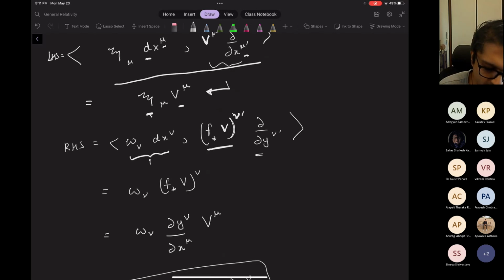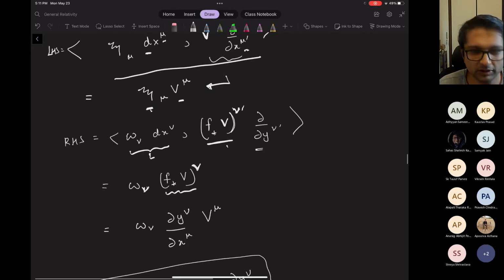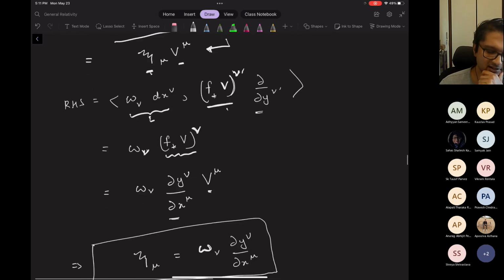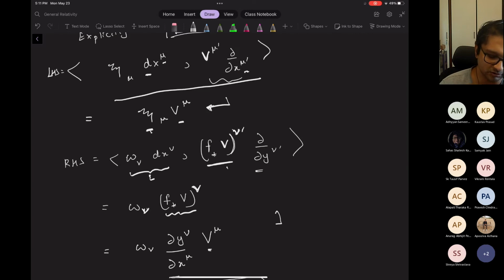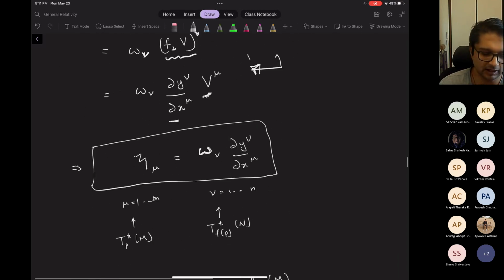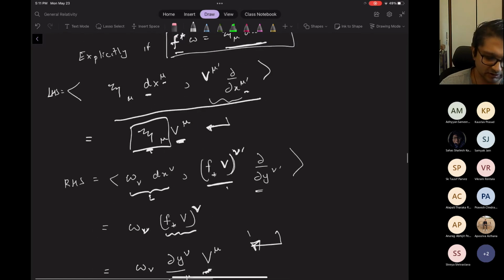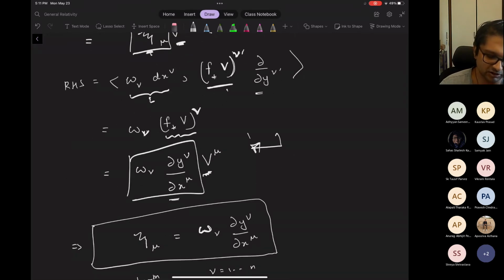And again, we can take this dot product easily. It's omega nu f star v, the nu index. And we know what these components of the push forward of this vector are. We just worked it out. It's the Jacobian times v mu, so partial y nu, partial x mu, v mu. So this is the right hand side. Now if we equate these two, these inner products should match for any vector v, which means we can equate the coefficients of v mu. And what we get is xi mu is equal to omega nu partial y nu partial x mu.